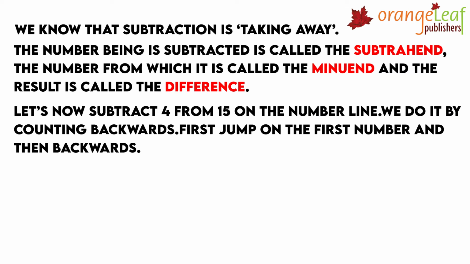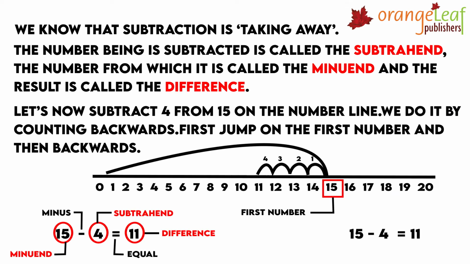Let us now subtract 4 from 15. We do it by counting backwards. First, jump on the first number and then start counting backwards. 15 minus 4 is equal to 11. Here, 15 is the minuend, 4 is the subtrahend, and 11 is the difference.